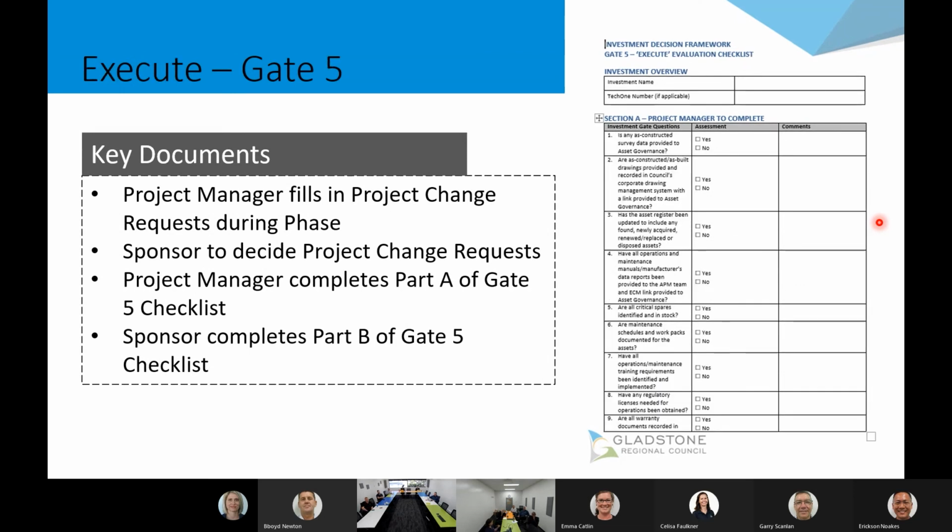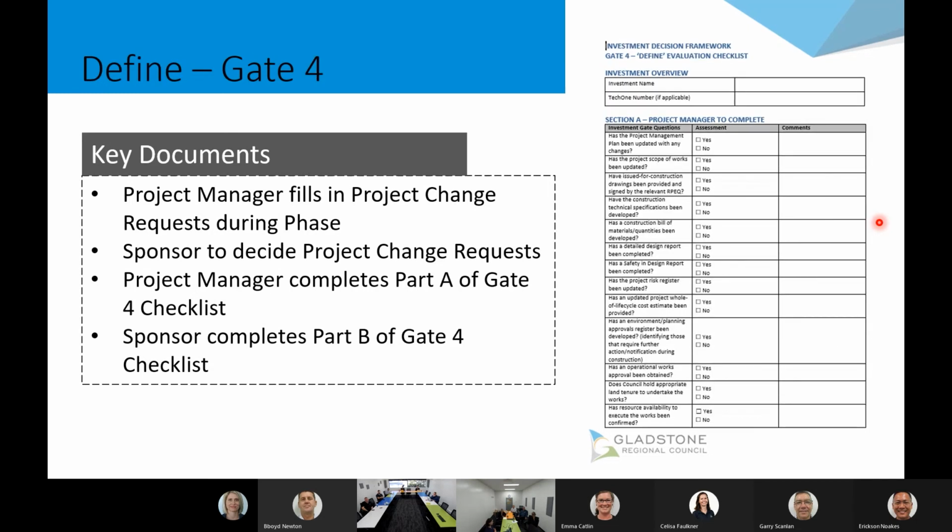So we have our detailed design approved, we then go into execute, again, exactly the same. Change requests during the phase as we start to dig the dirt, when we find something there we didn't expect might trigger a change. Probably the thing to note is typically at gate 4, this is going to be your final investment decision.